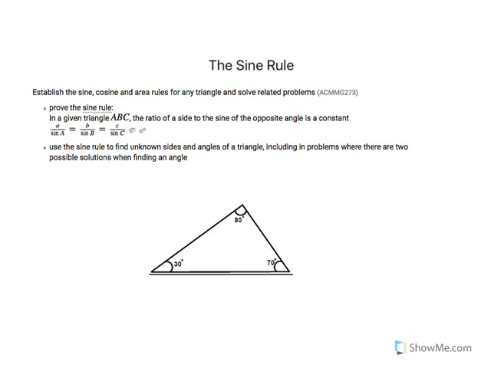Our learning goal, straight from the syllabus, is here. Establish the sine, cosine and area rules for any triangle and solve related problems. Today we're going to prove the sine rule in any given triangle, and we're also going to use the sine rule to find unknown sides and angles of a triangle.